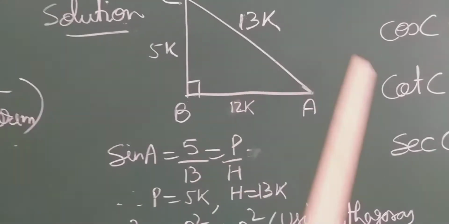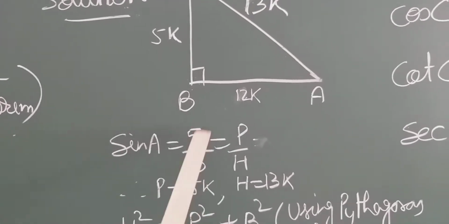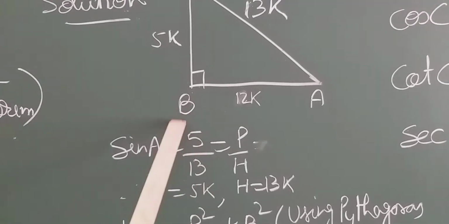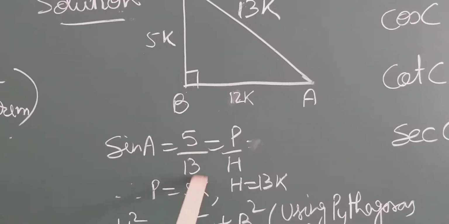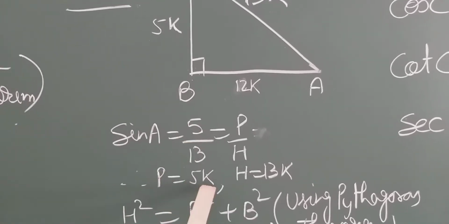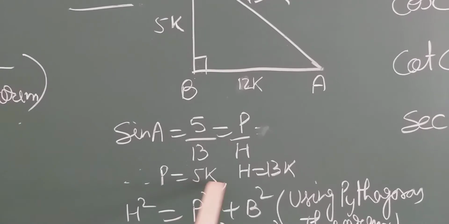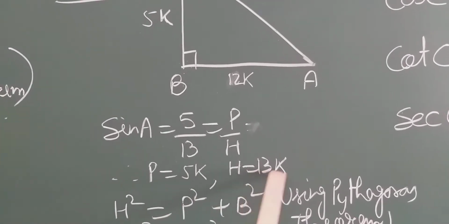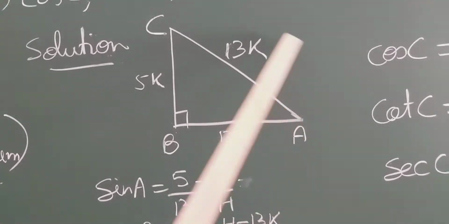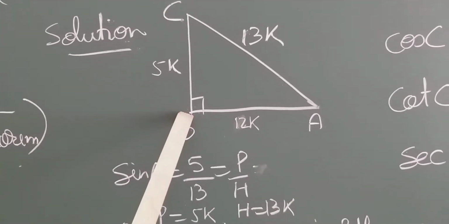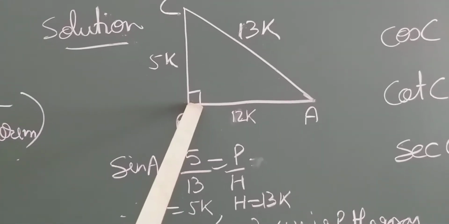So it is 5K and this is the hypotenuse. So it is 13K. So why are we taking K here? Because it is a ratio, students. We don't know its actual value. That's why we have to take K here: perpendicular equals 5K and hypotenuse equals 13K. Now students, we are going to use Pythagoras theorem in triangle ABC, right angle at B.